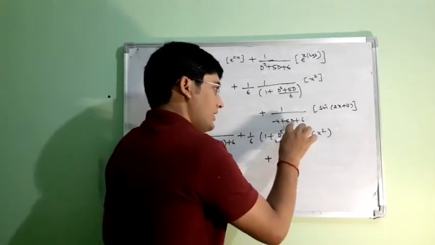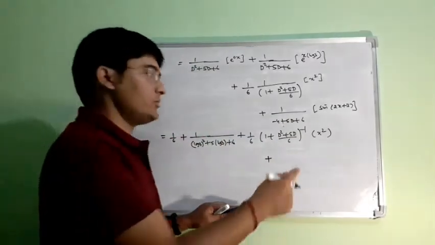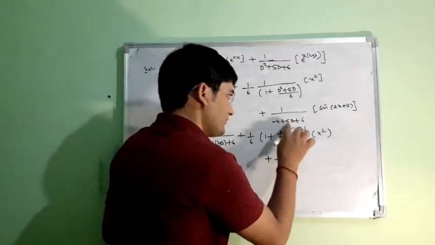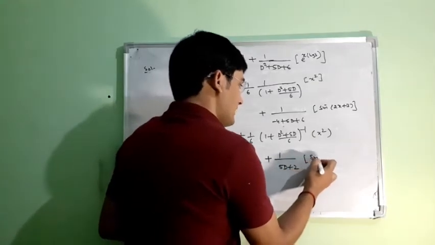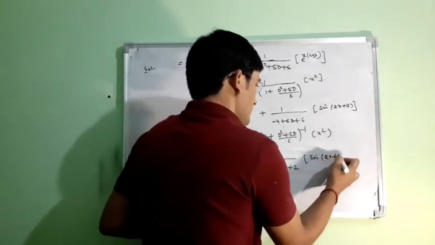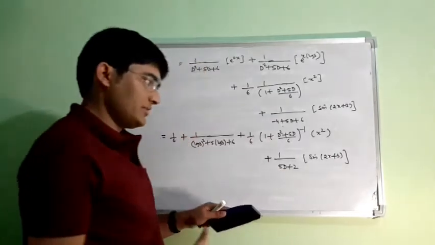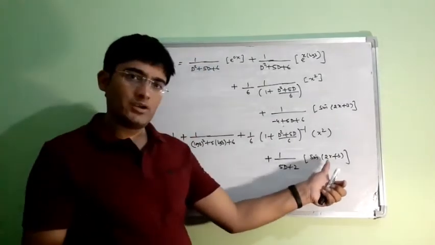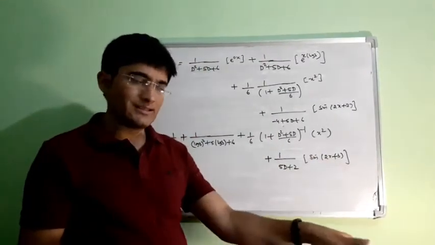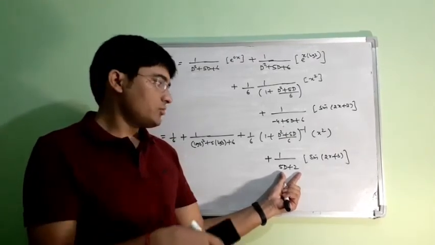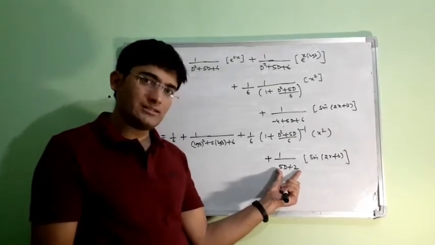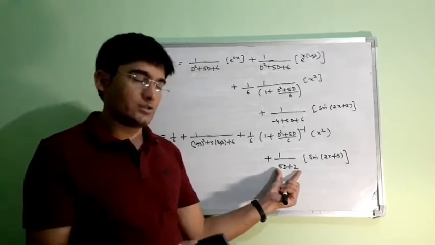Now here, as we do not have any formula for d, this will be 5d plus 2, and in the bracket sine 2x plus 3. In case of sine ax plus b, we have only one formula where we replace our d square by minus a square. So to make this some function of d square, let us multiply this term by its conjugate.